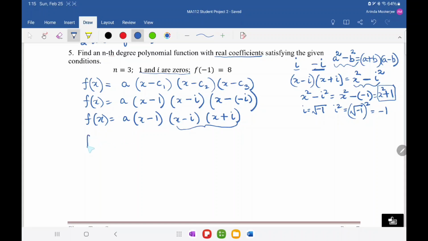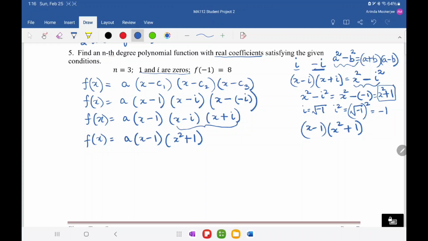So I'm going to write this as f of x equals a times x minus 1, which still stays. And then x minus i times x plus i is x squared plus 1. Now I have to work on multiplying out x minus 1 and x squared plus 1. I'm going to use the foiling method, but I'm going to show my work on the side so you can follow along. So we have x minus 1 times x squared plus 1.